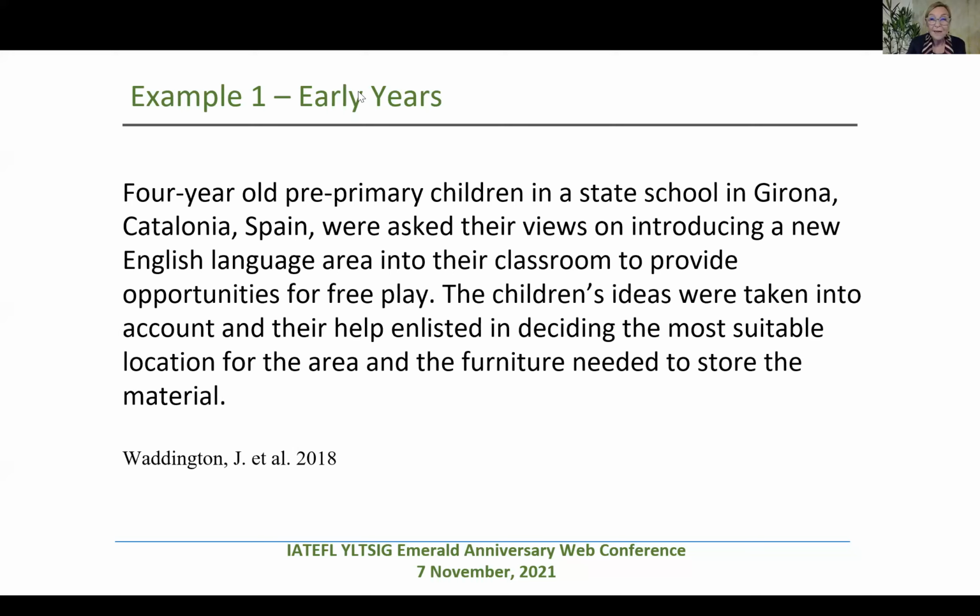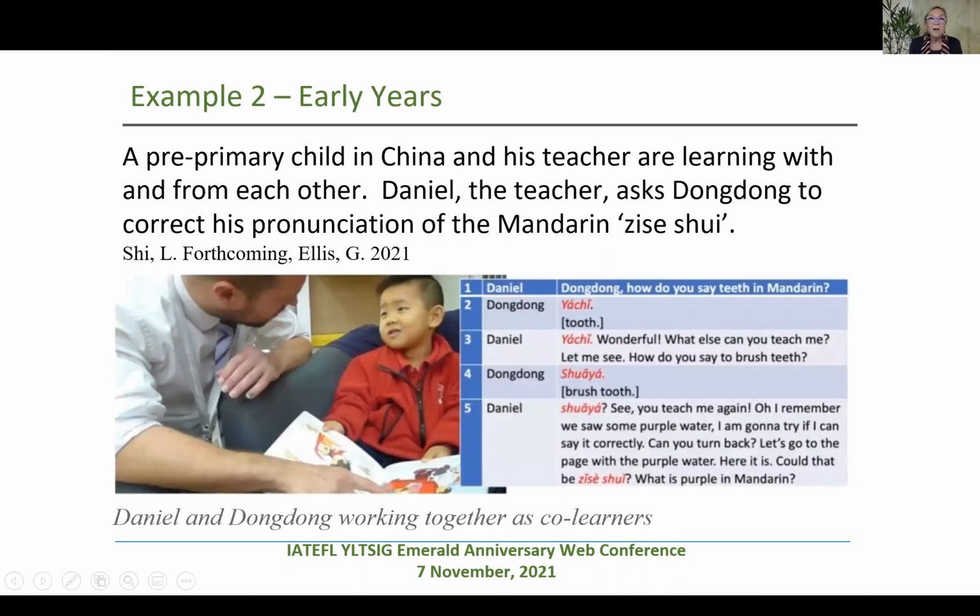Any idea? I'm looking in the chat box. No problem. Okay, so let me elucidate. This is an example of how, oh God, my PowerPoint isn't working. Okay. This is an example of how Articles 12 and 31 have been applied.